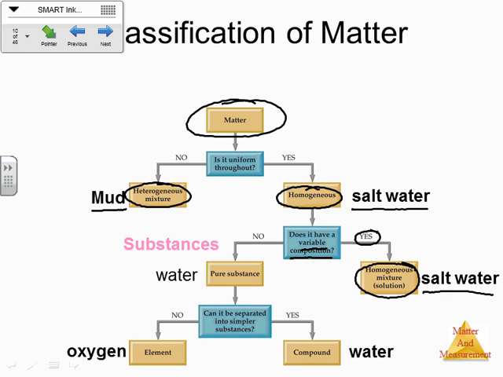Okay, now if the answer is no, it does not have variable composition. In other words, everything that's in there is exactly the same. They're all water molecules. Okay, then we're going to call that a pure substance. Okay, and so that's the difference between a mixture and a substance. Maybe I should put over here, this is a mixture, and then up here this is also a mixture. Okay.